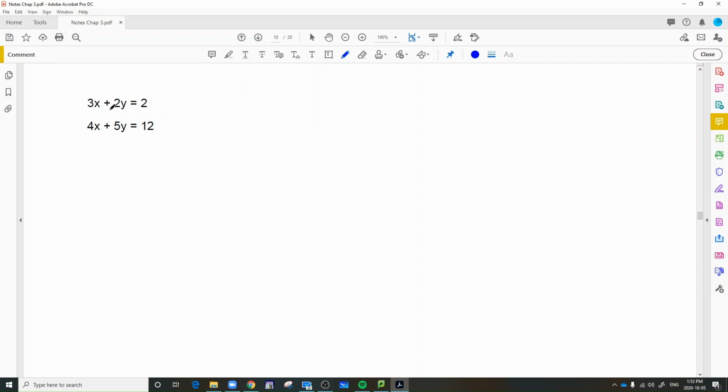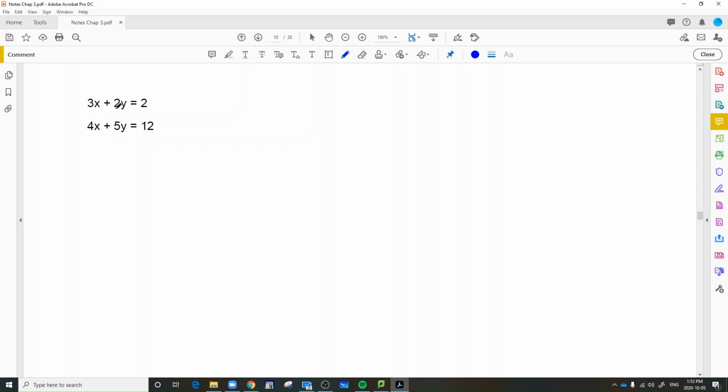So here's one where when you look at it, I haven't given it to you. You'll notice that the x variable has a coefficient of 3 and a coefficient of 4, and the y variable has a coefficient of 2 and a coefficient of 5. So I can't just multiply one of them by -1. So instead what I have to do is multiply one or both of the equations by something so that the coefficients will be the same.